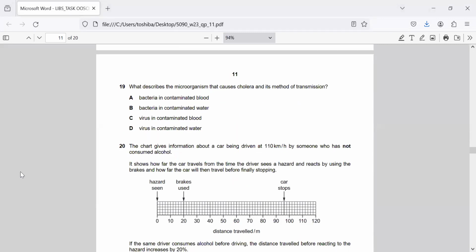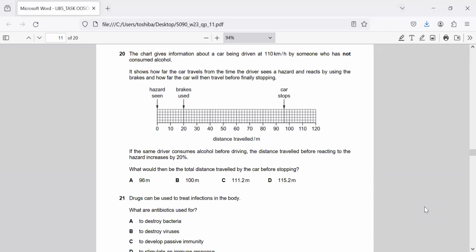Question 19 says which describes the microorganism that causes cholera and its method of transmission. This question is from the chapter Immunity and Diseases, and this is recently added to our syllabus. Option A is bacteria and contaminated blood. Option B is bacteria and contaminated water. Cholera is caused by bacteria, and it is transmitted by contaminated water, not by contaminated blood. So option A is incorrect, and options C and D are also incorrect because in those we have a virus. The correct option is B.